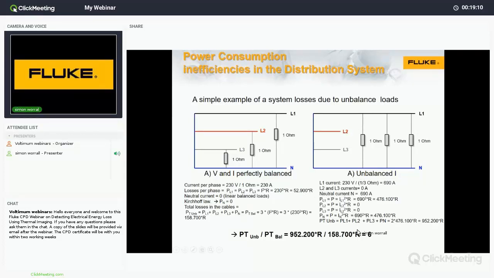The key thing I want to point out here is the difference in losses between a perfectly balanced and a perfectly unbalanced system. You can have 6 times greater losses on a perfectly unbalanced system, as the equation down here on both sides shows. I'll leave you to go through the equations yourselves in your own time.